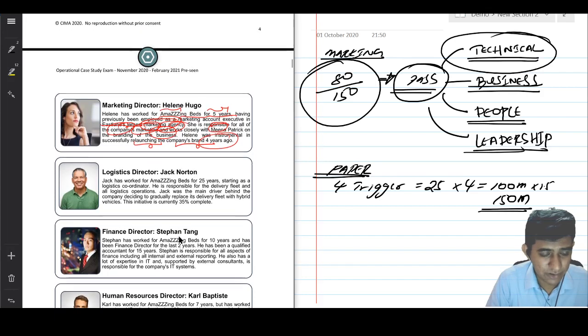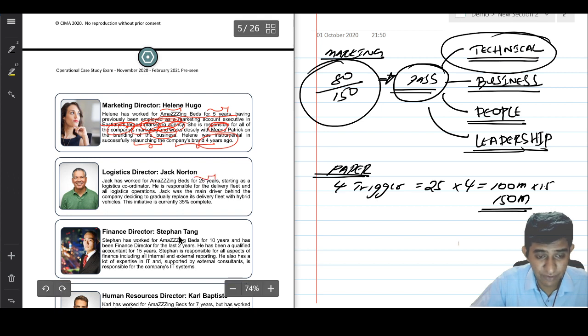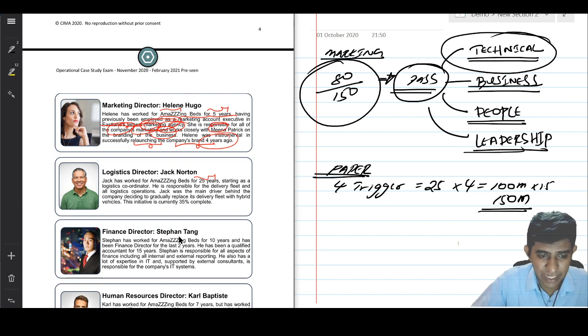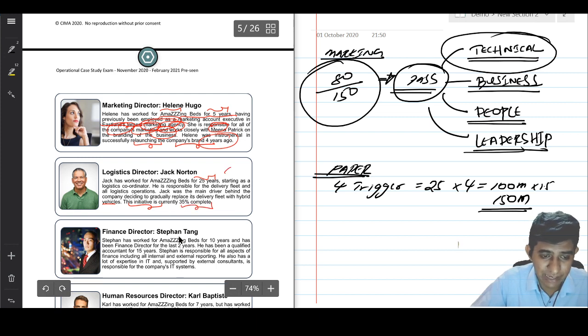Logistics director Jack Norton, because I think they have their own supply chain logistics. Jack has worked for Amazing Bed for 25 years, starting as a logistics coordinator. He is responsible for the delivery fleet and also logistics operation. Jack was the main driver behind the company deciding to gradually replace its delivery fleet with hybrid vehicles. This initiative is almost 35% complete. So he also has some sustainability practices like hybrid vehicles, for your information, students.